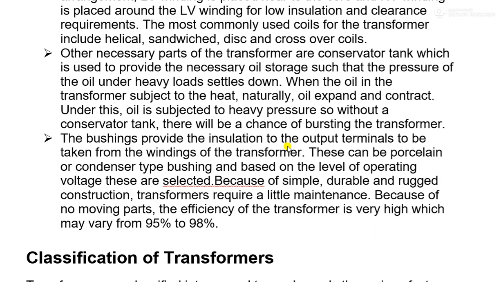The bushing provides insulation to the output terminal taken from the windings of the transformer. This can be a porcelain or condenser type bushing, based on the level of operating voltages. These are selected because of simple, durable, rough construction. The transformer requires little maintenance because there are no moving parts. The efficiency of a transformer is very high, and may vary from 95% to 98%.